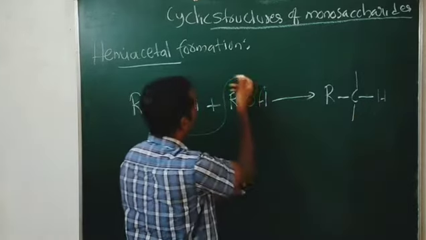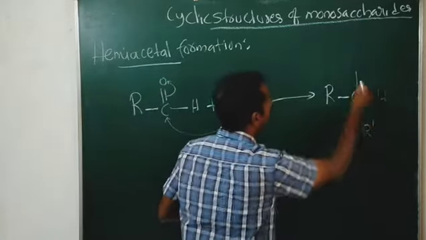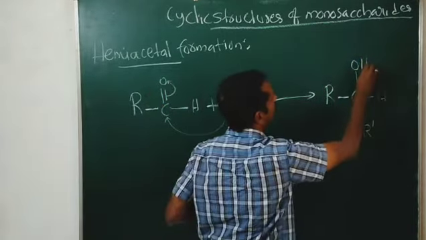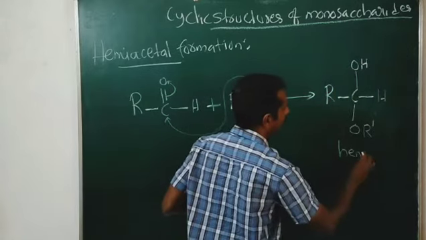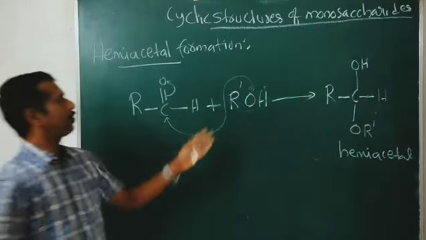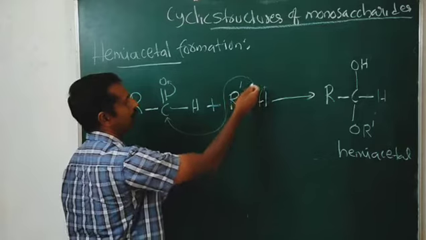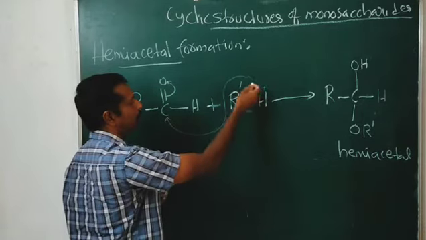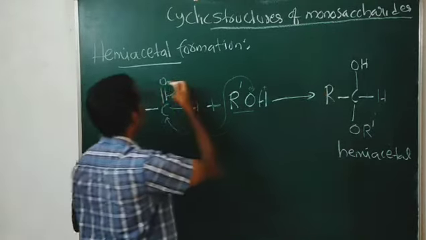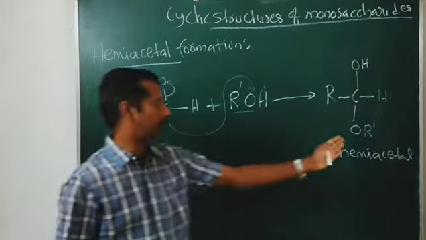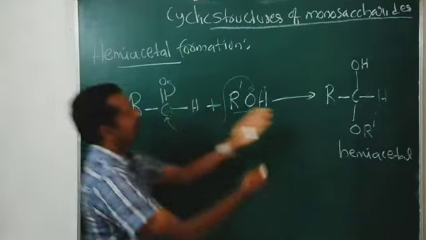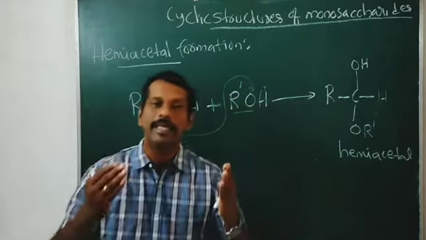What will come here? OR', and here it is O minus, and this H plus will join with this O minus, and you get OH. This is known as hemiacetal. So when an aldehyde reacts with an alcohol, the OR' part will attack on the carbon, so you are getting OR', and H is joining with the OH. This product is known as hemiacetal. Similarly, if you take a ketone, R C double bond O R, then it is known as hemiketal.